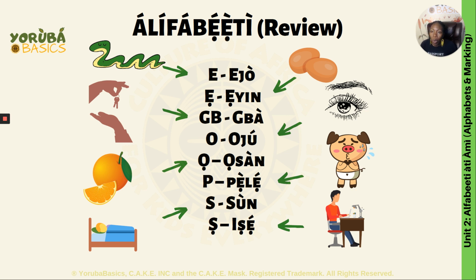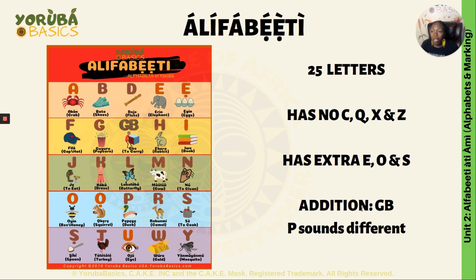Now let's do a quick review of some of the differences. There's the ejo, eyin, b, ba. Okay, b, ba. O, oju, o, osan, pi, pẹ̀lẹ́, sun, sh, Ishe. So there you have it. You have all the alphabets in Yoruba.